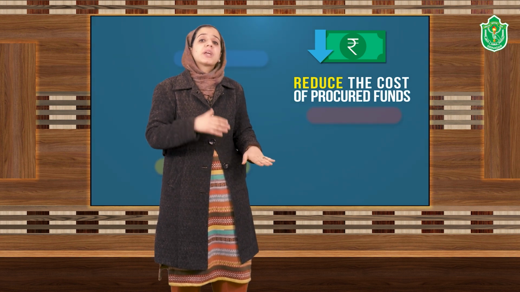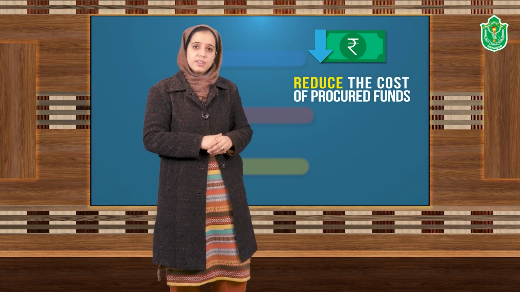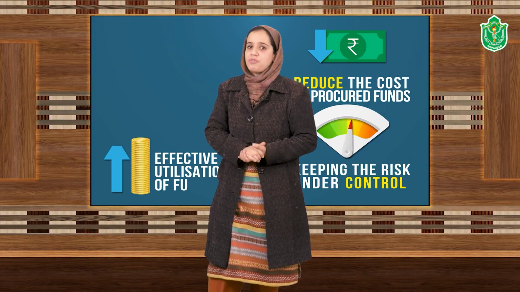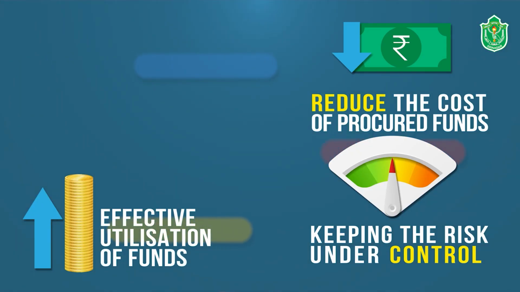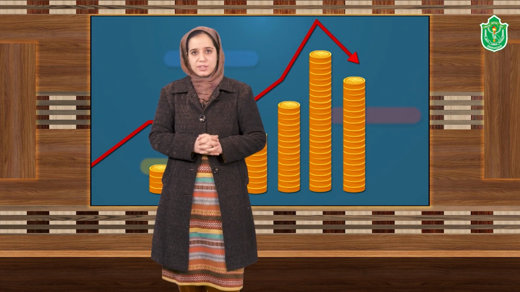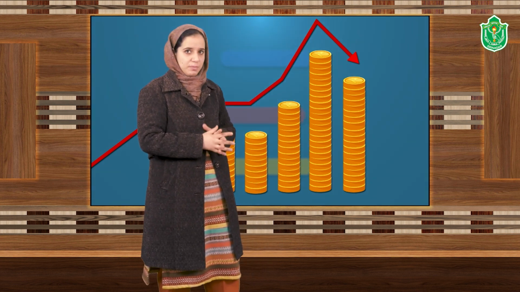So the aim of financial management is to reduce the cost of the procured funds, keep the risk under control, and ensure effective deployment of such funds. Here the aim is also to make the funds available whenever required and help in avoiding idle finance. So this was about the meaning of financial management.